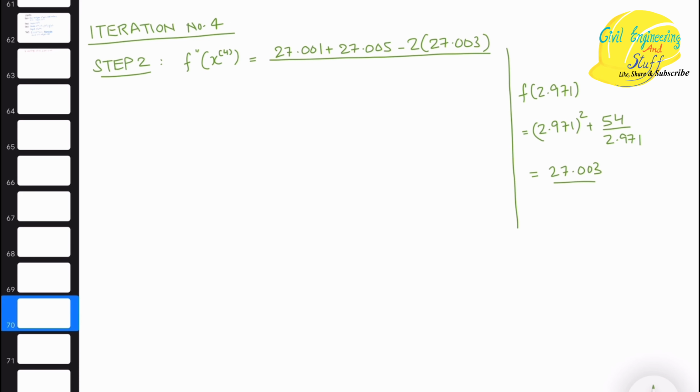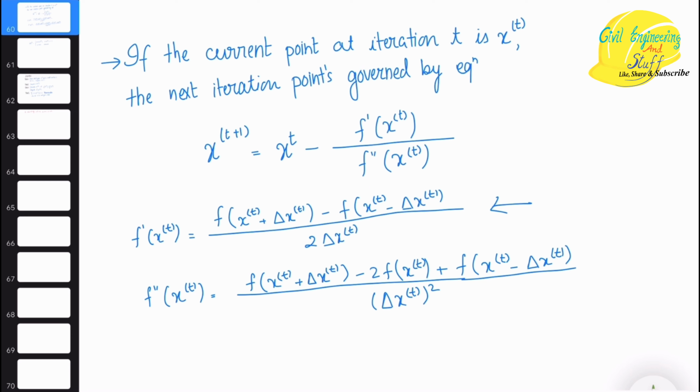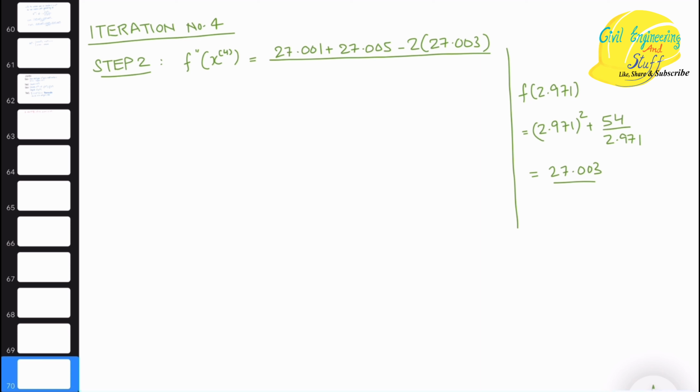27.003, right? Because the formula says f of xt plus delta, f of xt minus delta, the function values of both, and the function value of f of xt, right? And then we have to divide by delta square. Just a reminder, we are just following the formulas and nothing else. 0.01 whole square. So if you see, the value comes out to be 10.